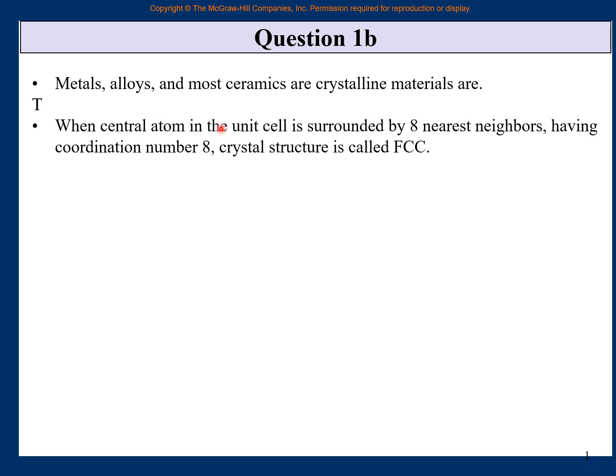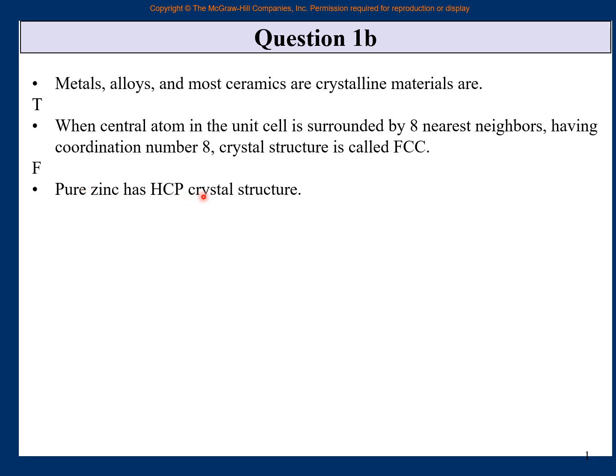When the central atom in the unit cell is surrounded by 8 nearest neighbors, having coordination number 8, the crystal structure is called FCC. What is your answer? No. See, when there is a central atom, it is a BCC. On FCC, there are only face atoms. So definitely this is false, right? So that is the answer.